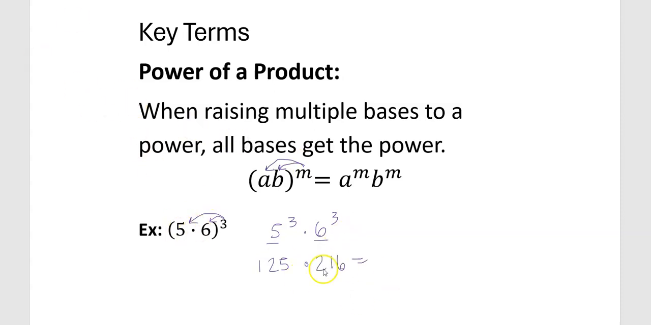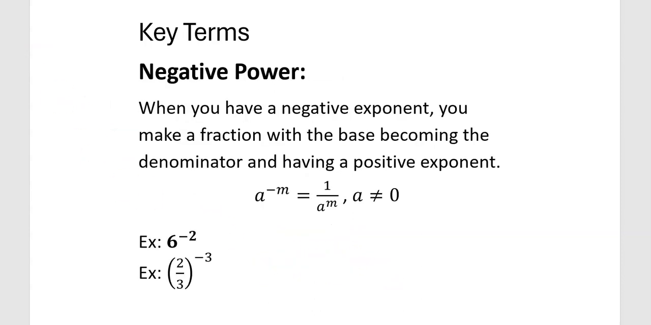So 216, and I would multiply those together. All right, negative power. When you have a negative exponent, we make it a fraction. Now, this is the generic rule. You do not need to know why this happens. You can just memorize it. But I find that it does help.